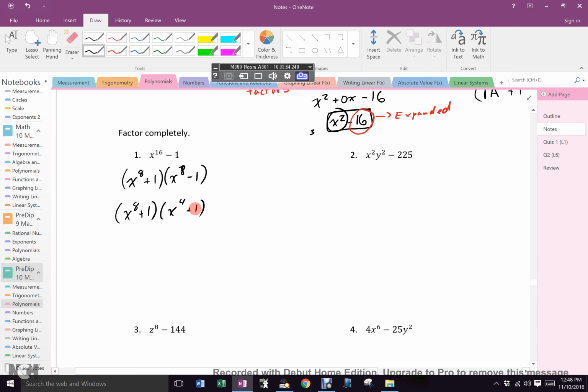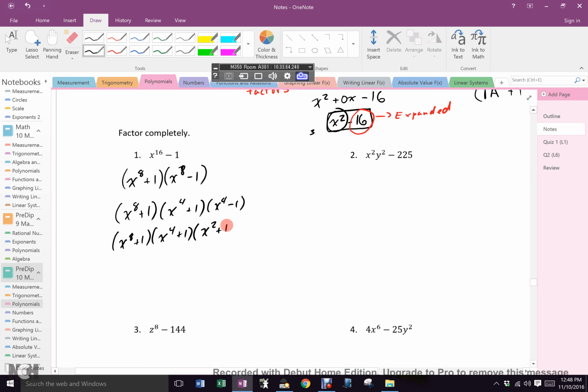Can I do anything more with that? No. Why? It's an addition. Because it's a sum of squares. And then x to the 4th what? Minus 1. Am I done? No. Why? Even with a minus. Because I have another minus sign.